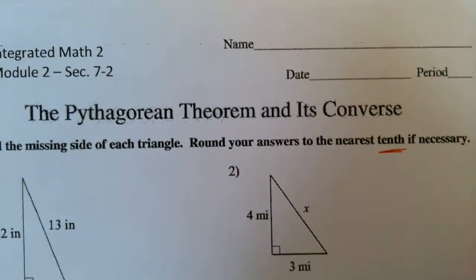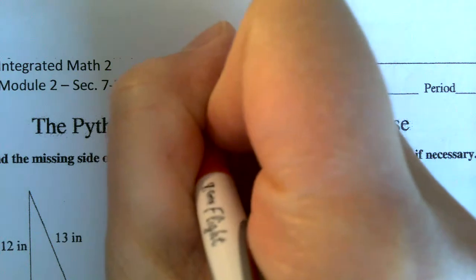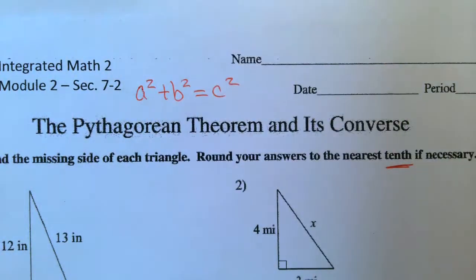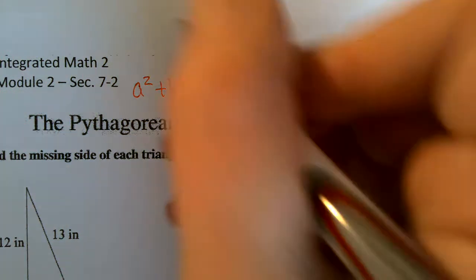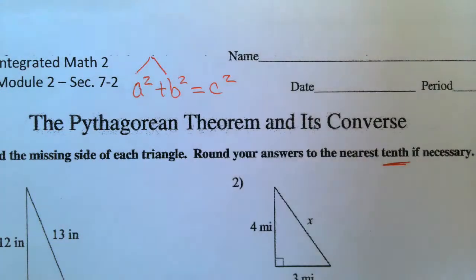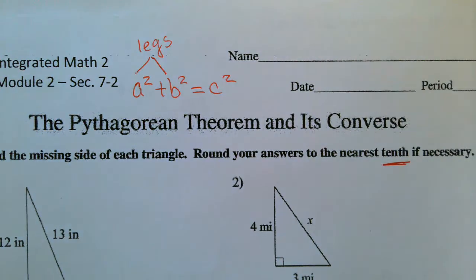Now, before we jump into this, let's talk about this whole a squared plus b squared equals c squared. What kind of triangle do I have to use Pythagorean theorem? Has to be a right triangle. Okay, perfect. Now, what are a and b? They can't just be any random sides. The legs.